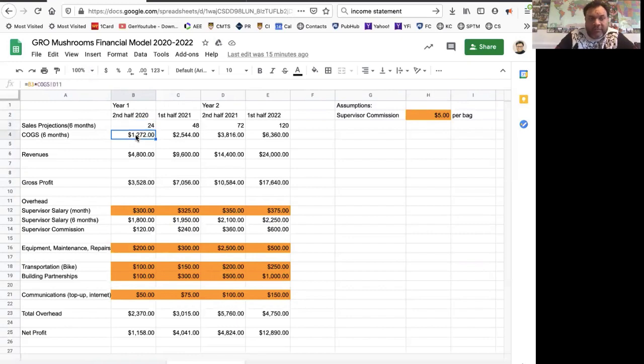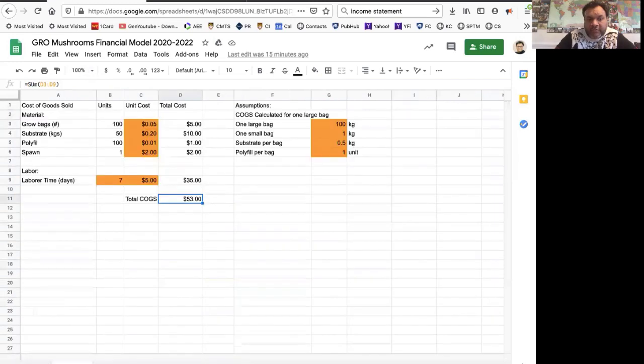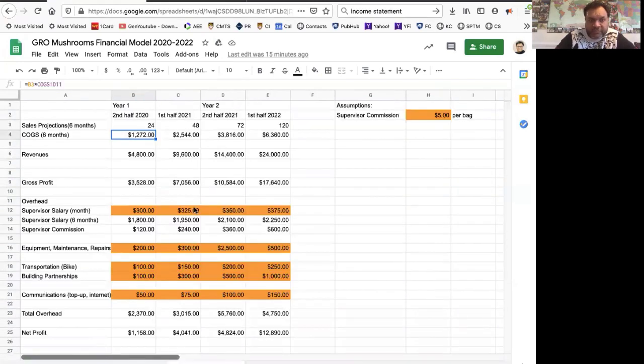Our cost of goods sold, where do those come from? The actual cost of goods sold per bag comes from the first worksheet, where we said it's $53 for each 100 kilos of mushrooms. And what we do here is simply multiply that by the number of bags we are going to sell. So 24 multiplied by 53 is going to get us 1272, and onwards for the other 4 time periods. These are our revenues that we ported over from the previous worksheet.